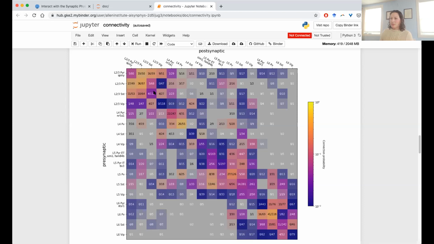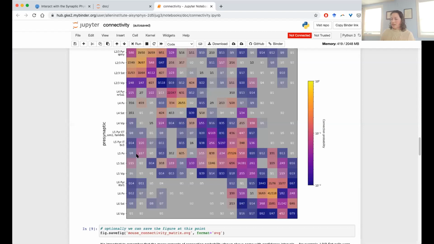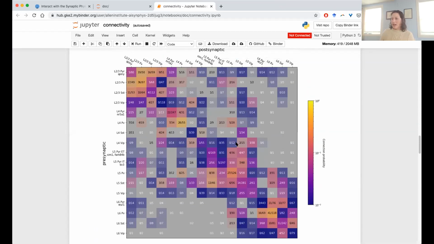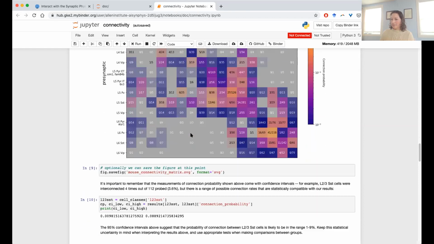So elements in which the color is darker, it indicates that we had a lot of experiments there. We probed a lot of connections and our confidence in that connection probability is quite high. Whereas those that are more opaque, we have less data for, and so our confidence on that connection probability is a bit lower. So as I mentioned in the slides, this is showing just connection probability. You can do similar types of analyses with strength or short-term plasticity, and the other notebooks go into that.